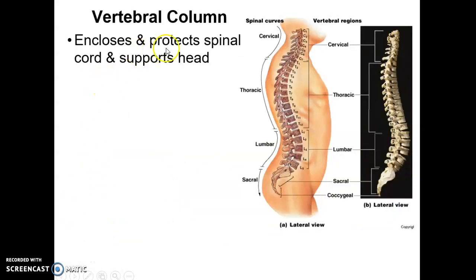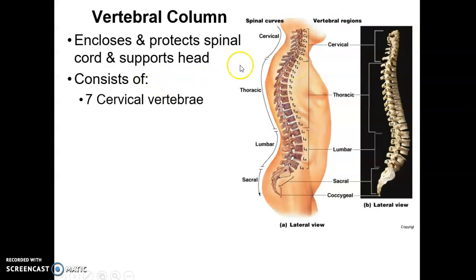Okay, let's move on to the vertebral column. All right, the vertebrae. Encloses and protects the spinal cord and articulates and supports the head, and also is a site of attachment for the hips, the hip bones, I mean, and of course the ribs.